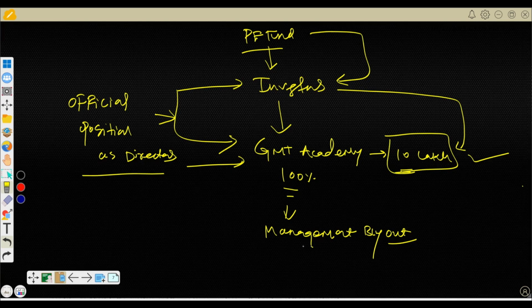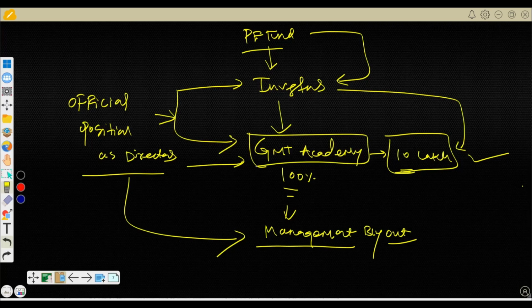Management means, always keep in mind, the private equity fund can appoint 1 or 2 directors on the board of GMT Academy, and then they'll take control of a few activities. See, ultimately they are providing funding, so they'll take care of how this fund can be utilized and for which purpose, right? That's how they can streamline the business operations, or if the business is facing problems, they can work on it too. So this strategy we call management buyout.